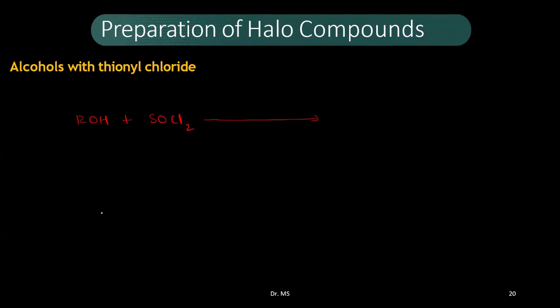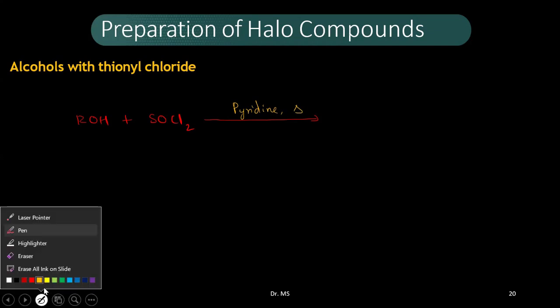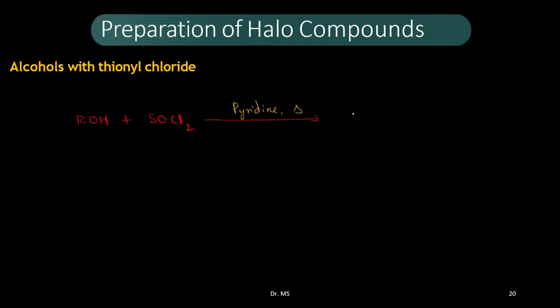They are very important for NEET. They can ask what is the catalyst used? Pyridine. Then add some temperature. You will be getting the product as CH3CH2Cl. So my alkyl halide is common. This is the alkyl halide. And the byproducts you will get are sulfur dioxide gas and hydrogen chloride gas. So remember, these two will come out as gases.